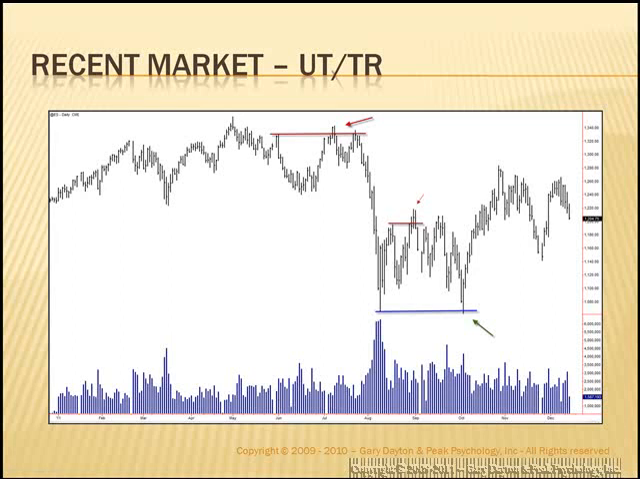Just make sure you're in a good day to take them, and try not to be fading a trend day to the downside like today was. Here's the recent market in terms of up thrusts and, I don't know why I say TR there, it should be up thrusts and springs. That's a mistake, sorry.